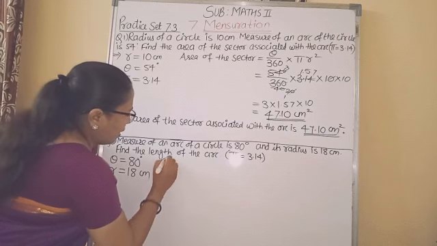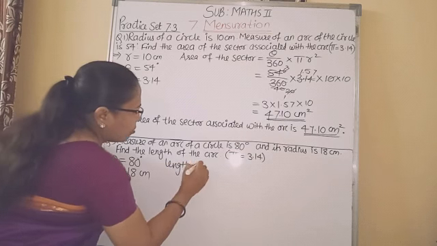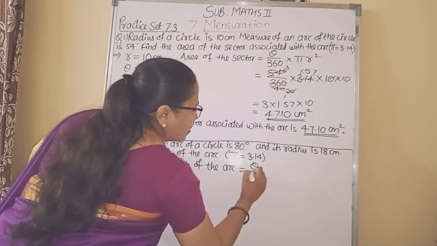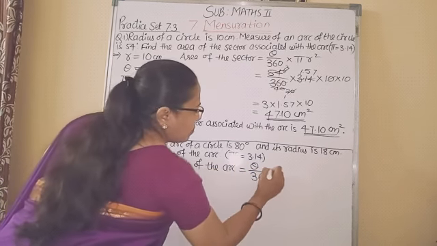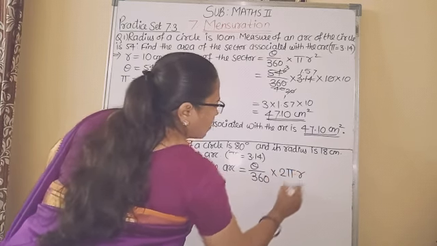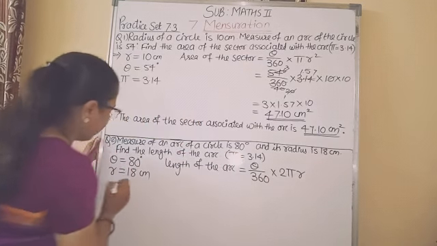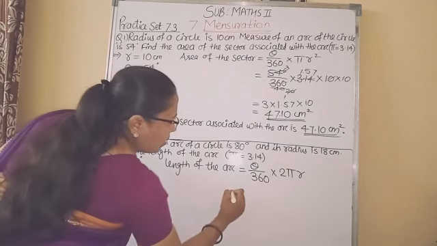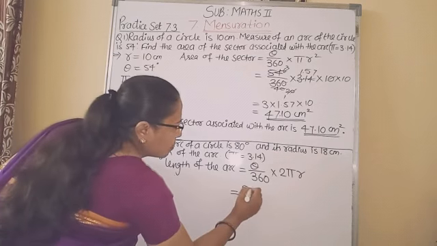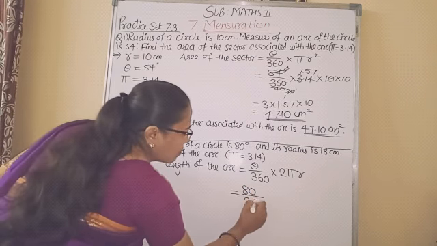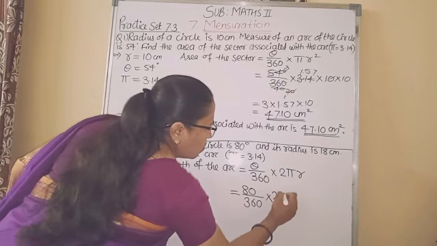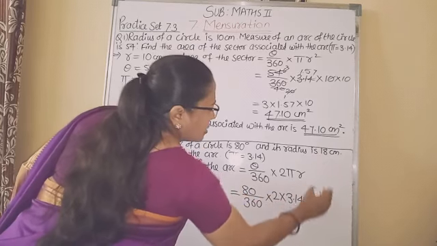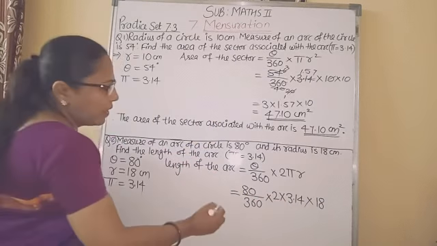So here write first formula. Length of the arc is equal to theta upon 360 into 2 pi r. Value of pi is given 3.14 right here. Now substitute values. Theta 80 upon 360 into 2 into pi 3.14 into radius 18. Now divide.